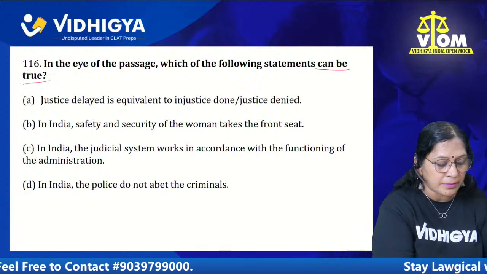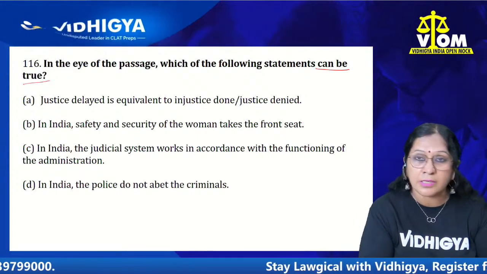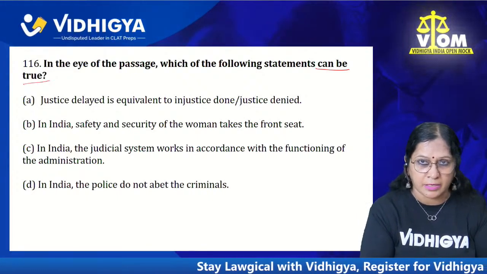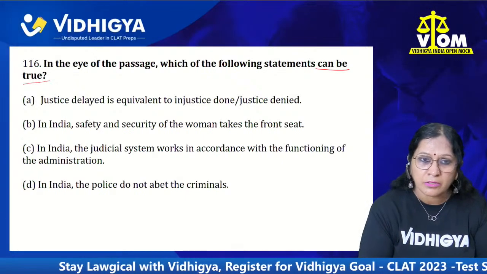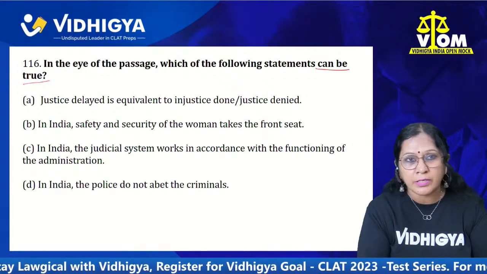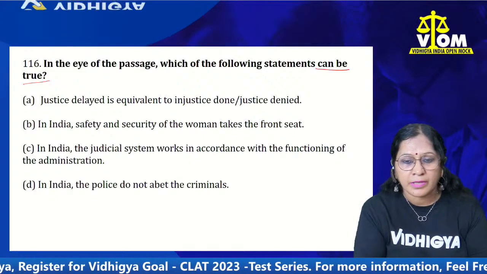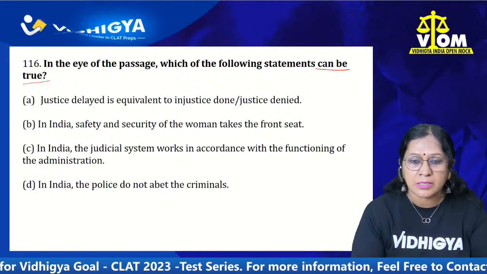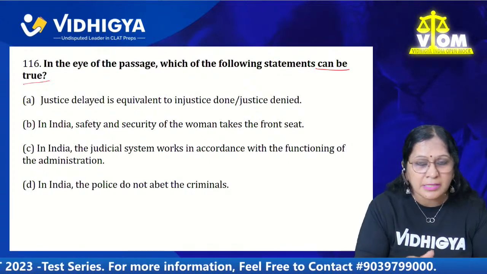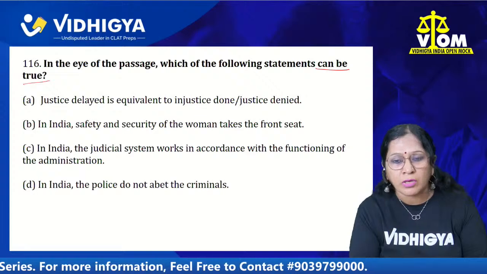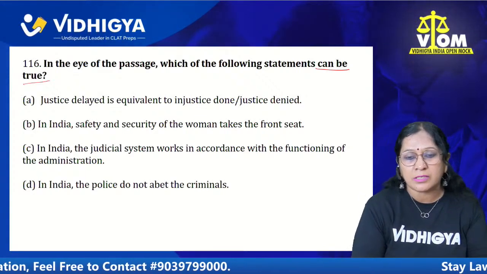Again, a possibility. So, justice delayed is equivalent to injustice done or justice denied, whatever you take. So, justice delayed is justice denied, or justice delayed is equivalent to injustice done. That means if the justice is not delivered timely, then the impact of that particular incident, whatever it is, is not exactly what the victim would want, or rather which will be correct for the victim and for the justice system also.